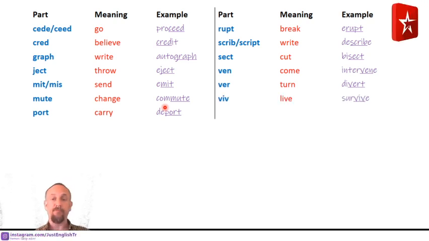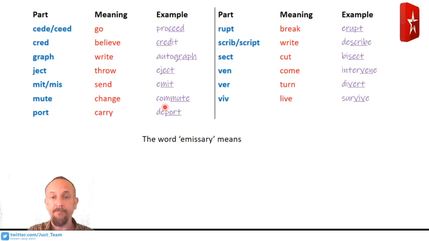Then we have viv, which means to live, and we can see the meaning of that word in survive, to try and maintain life, as it were.